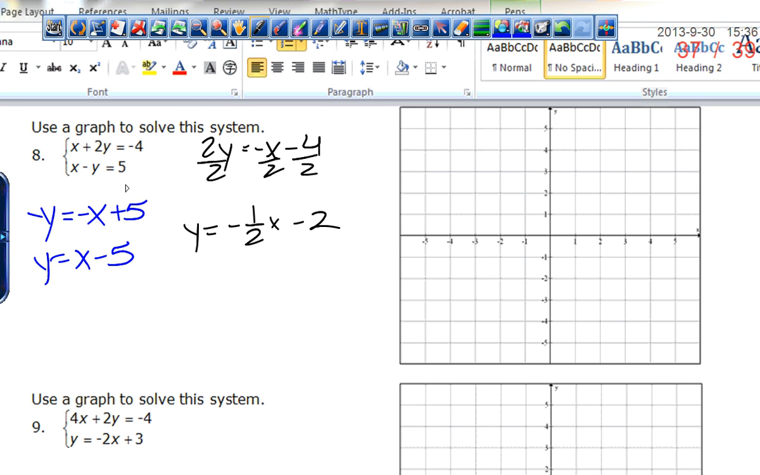I'm gonna start with that one since I'm using that color. My y-intercept, my b is at 5. And what's my slope, Morgan? It's up one over one? Over one, and up one. Good job.